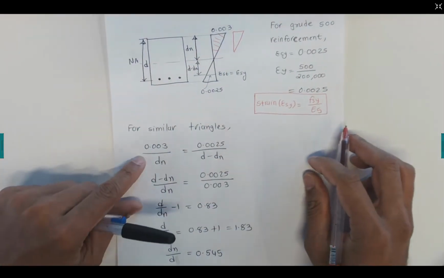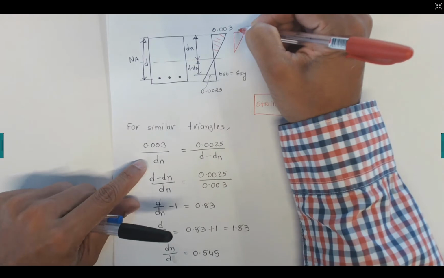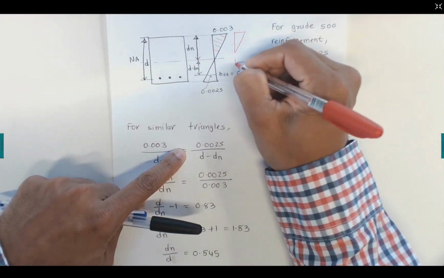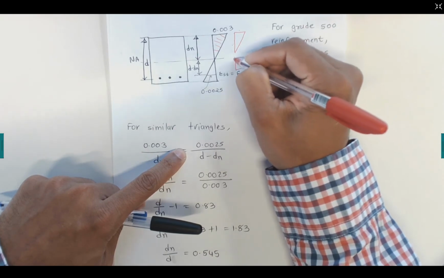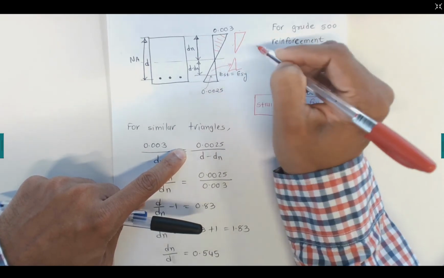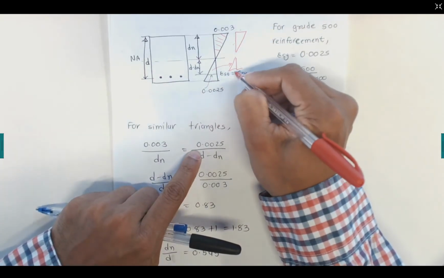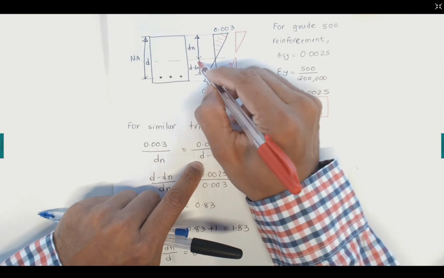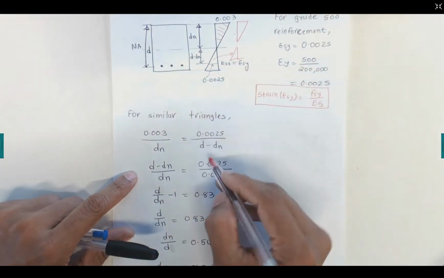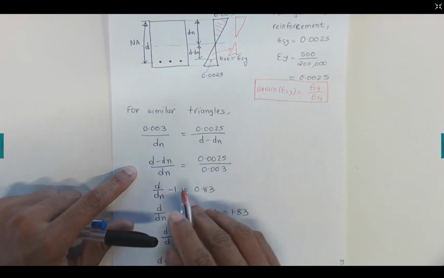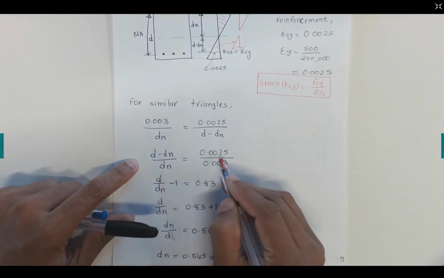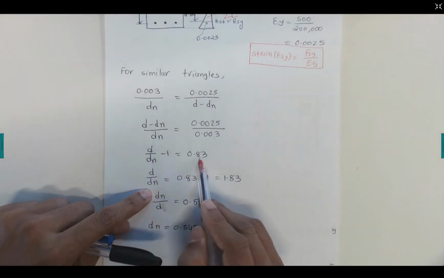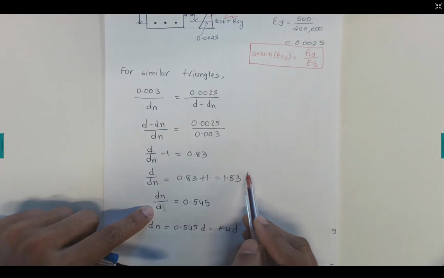Now this triangle has this value 0.03 divided by dn. This value is dn, equal to this small triangle here. This small triangle here has 0.025 here, and this distance can be found by d take away dn, so that distance is d minus dn. Now if you move this one across, bring this one here, d over dn minus 1, simplification gives 0.83. d on dn is, bring this one across, becomes 1.83, inverse, minus 1.